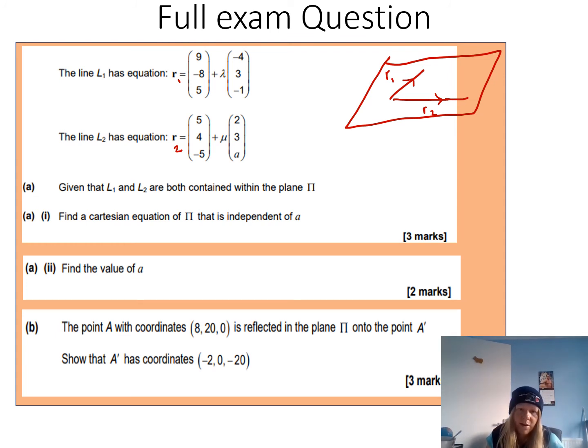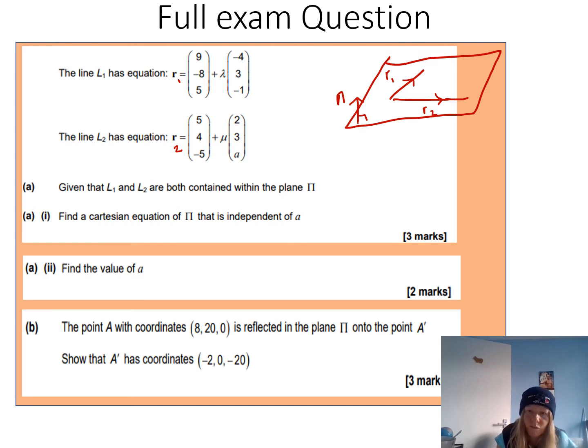Part A(i), find the Cartesian equation of the plane that is independent of A. Here comes the foxy bit. Normally, if you're trying to find the equation of the plane, you know n, the perpendicular to the plane, is that cross that. But you can't do that cross that because it's got A in it and you've got to find it independent of A. Do we need to find another direction on this plane?